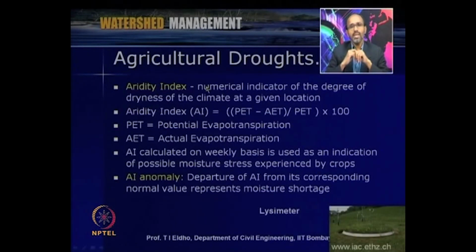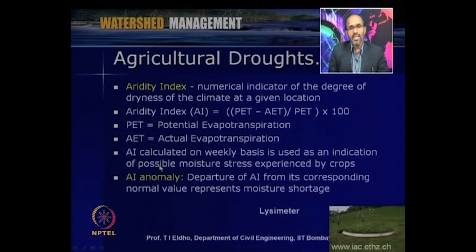So, when we look into the agricultural droughts, we can derive an index called the aridity index. Actually, this aridity index is a numerical indicator of the degree of dryness of the climate at a given location. So, the aridity index indicates how severe the agricultural drought is. There are a number of definitions available for aridity index. One of the commonly used definitions is: aridity index is equal to potential evapotranspiration minus actual evapotranspiration, divided by potential evapotranspiration, multiplied by 100.